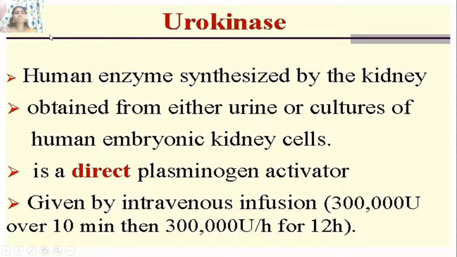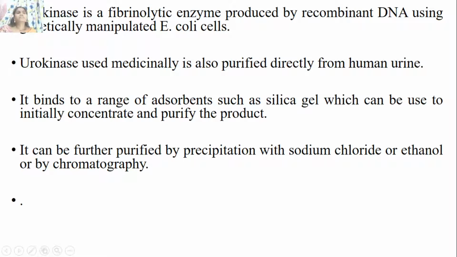Urokinase is a human enzyme synthesized by the kidney and obtained either from urine or from cultures of human embryonic kidney cells. It is a direct plasminogen activator. It is given intravenously. Urokinase is a fibrinolytic enzyme also produced by recombinant DNA technology from E. coli cells. Medicinally, it is also purified directly from human urine. It binds to a range of adsorbents such as silica gel and can be used to initially concentrate and purify the product. It is also purified and precipitated with sodium chloride and ethanol by chromatography.